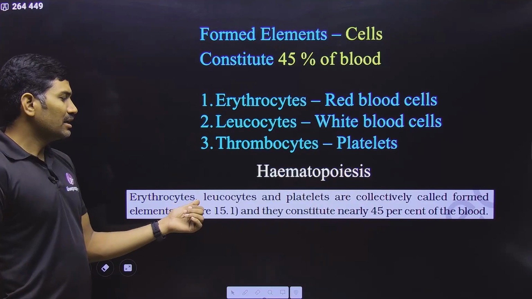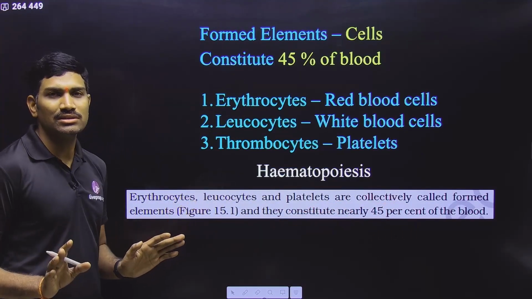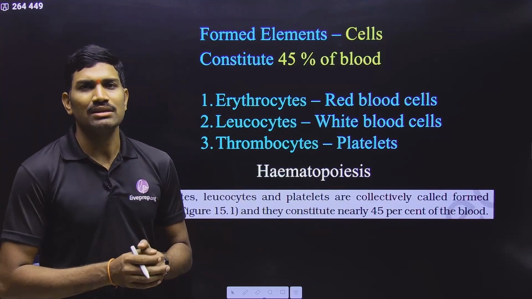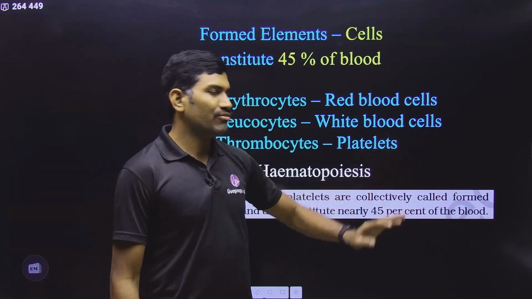Clear? Next one. Erythrocytes, leukocytes and platelets are collectively called the formed elements. So these three are combinedly called formed elements. That means these are the cellular part, the cells present in the fluid connective tissue blood, and they constitute nearly 45% of the blood.